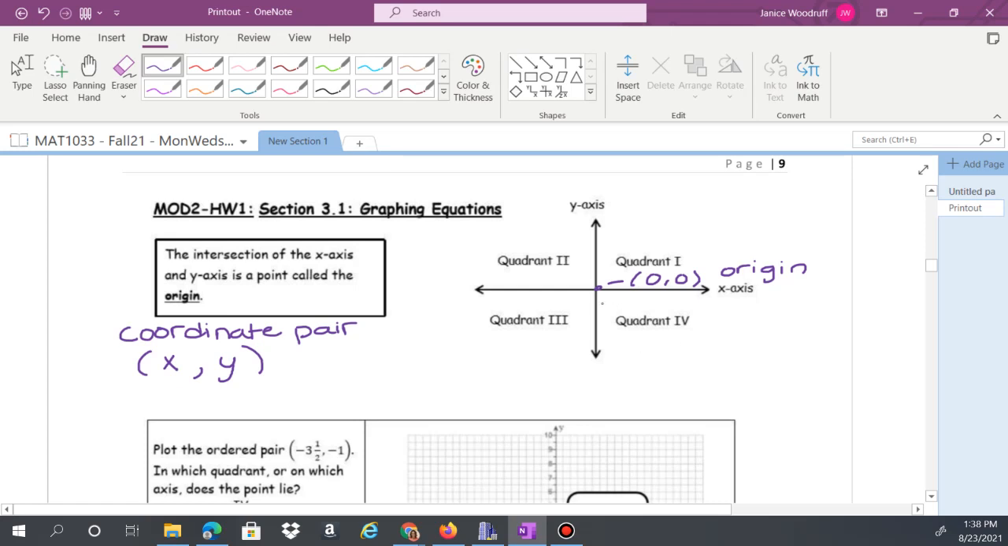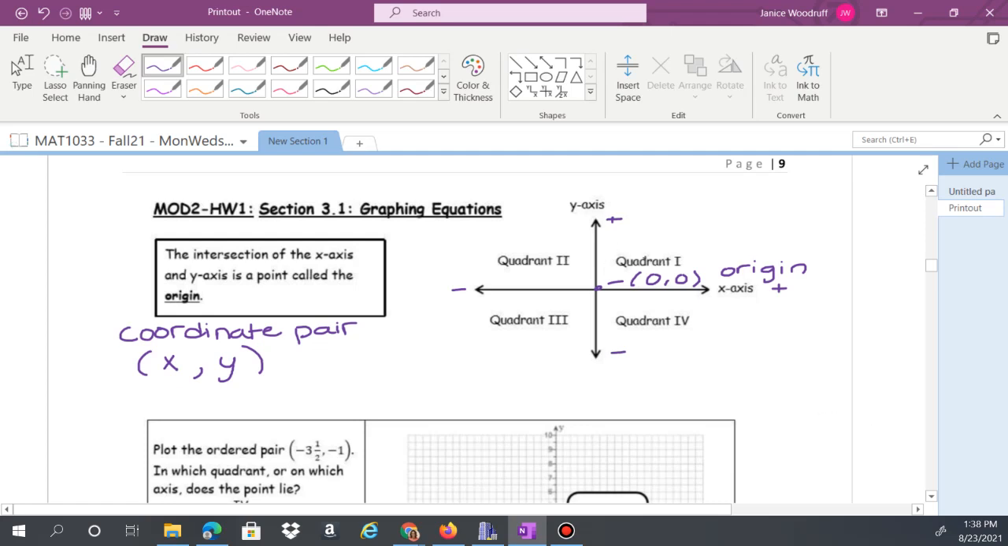Okay, now this is a number line. The right side of the x is going to be positive. The left side is going to be negative. And if this is a number line turned 90 degrees to the left, above the x-axis is positive y values, below it, negative.